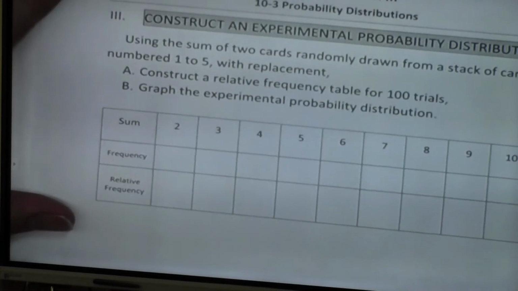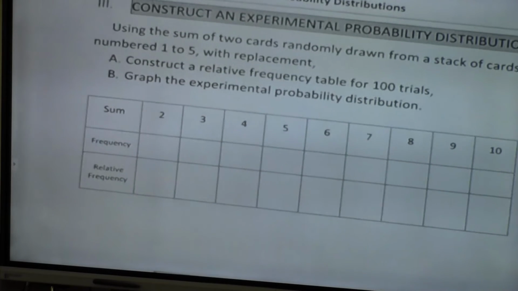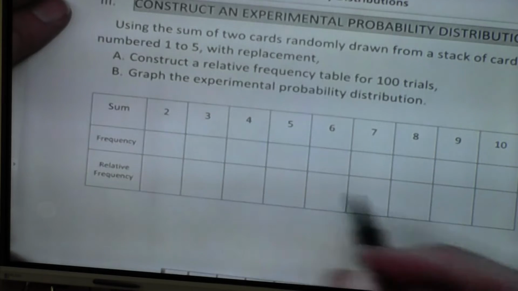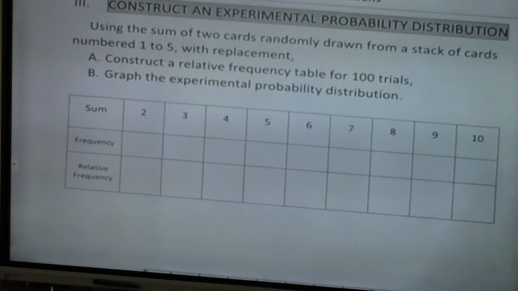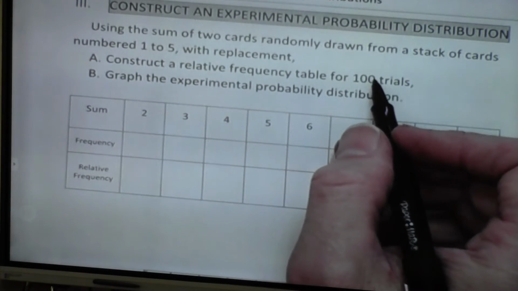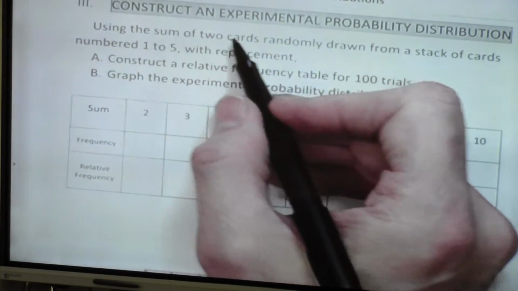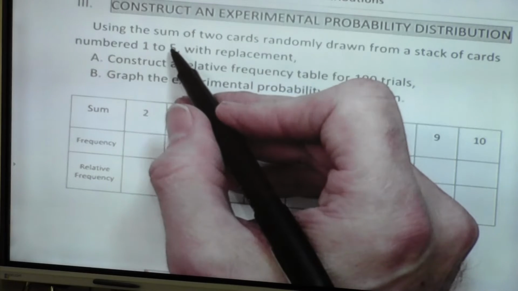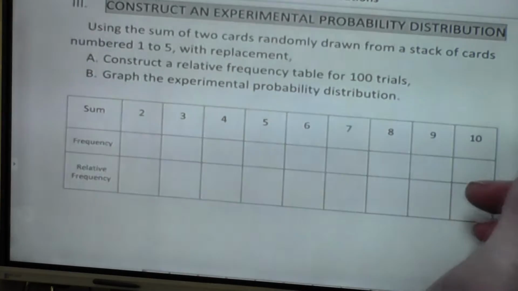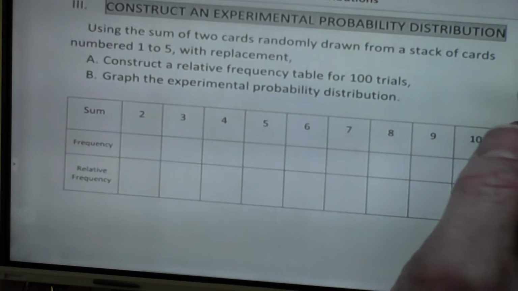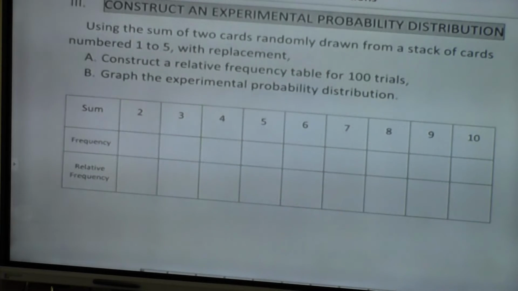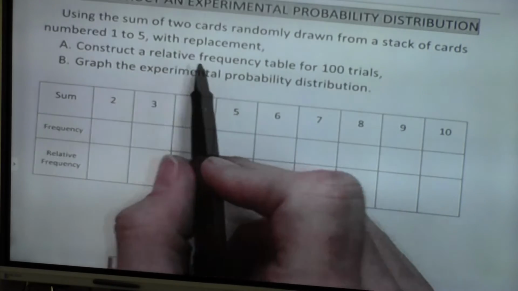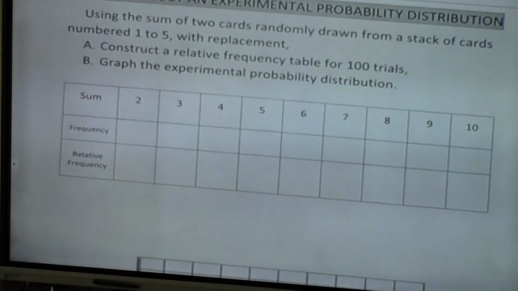This will be a little easier with numbers, and I will show us how to do a random number generator, although at the same time I've plugged in some numbers here, because I really don't want to do it 100 times right now. Using the sum of 2 cards randomly drawn from a stack of cards numbered 1 to 5 with replacement. Okay? So what we're going to do is think, what are the numbers that you can get? We're going to construct a relative frequency table, the same thing.